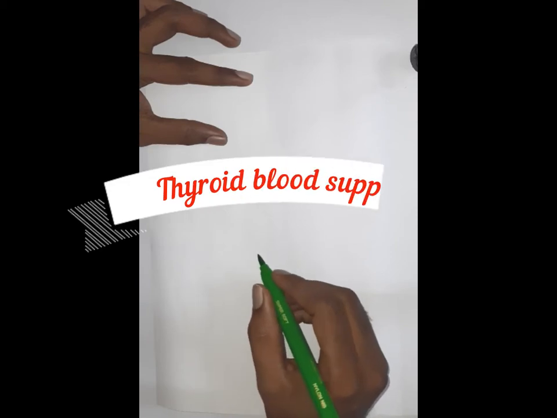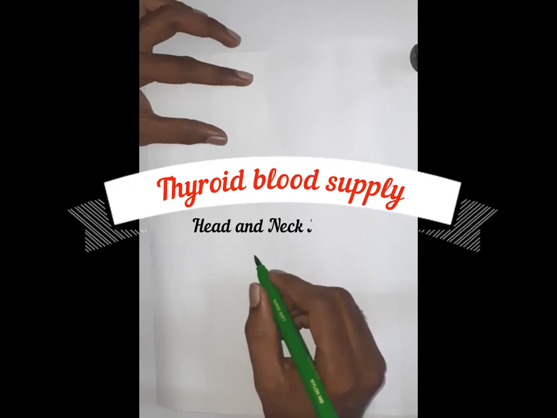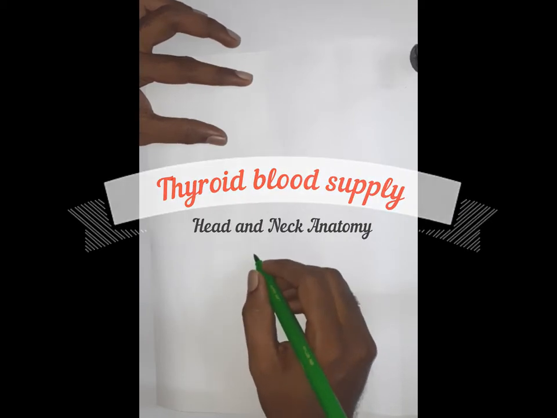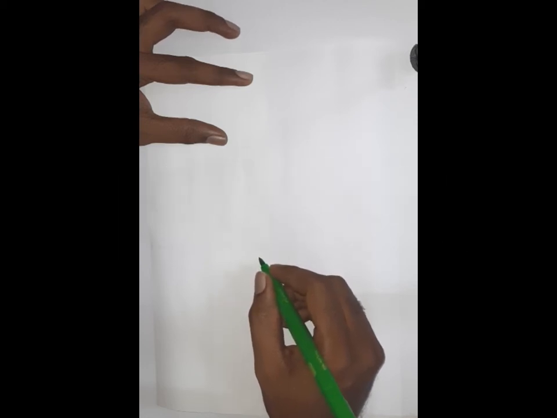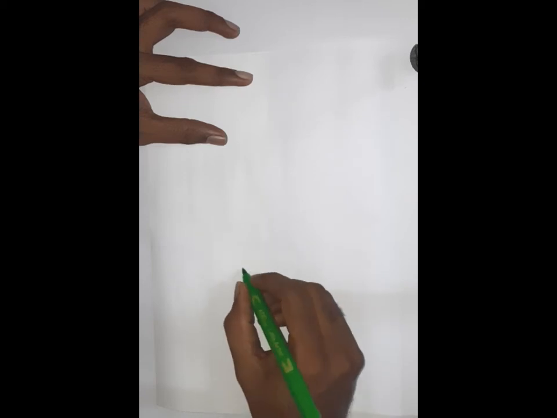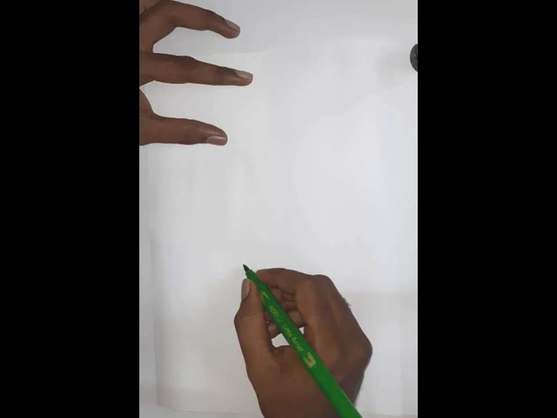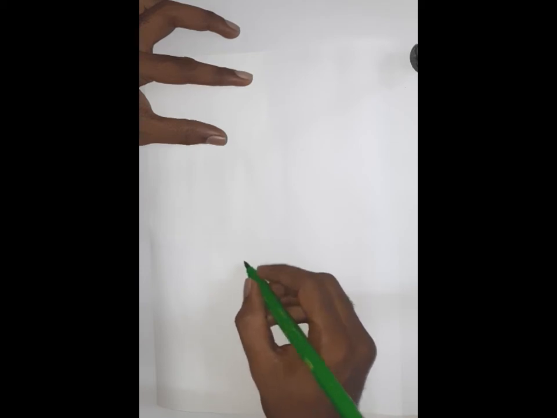Hi everyone. In today's class, we are going to see the structures that are related to the thyroid gland. So the thyroid gland, as you know, is located in the lower part of the neck. The isthmus lies in front of the second, third, and fourth tracheal rings. And the thyroid gland has two lateral lobes.